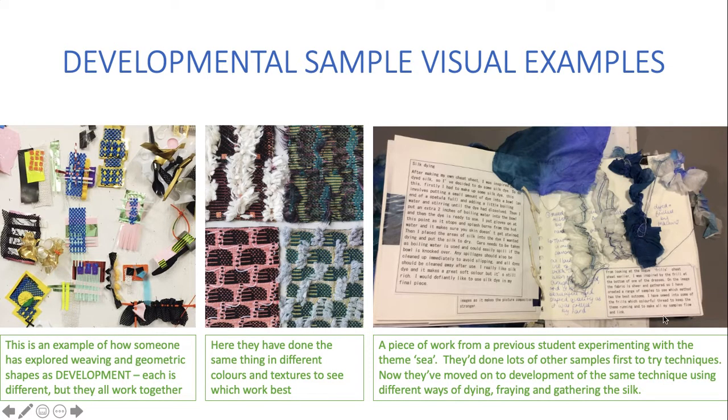Some of them are gathered by hand, some of them are gathered on the machine so that you can see the stitching, and then they've done some where they've repeated the stitch line so that they've gone over and over them again to try and emphasize it. And so they've essentially just done lots of pieces of gathered silk, but they all vary slightly, and that's about developing them to see which ones work best.